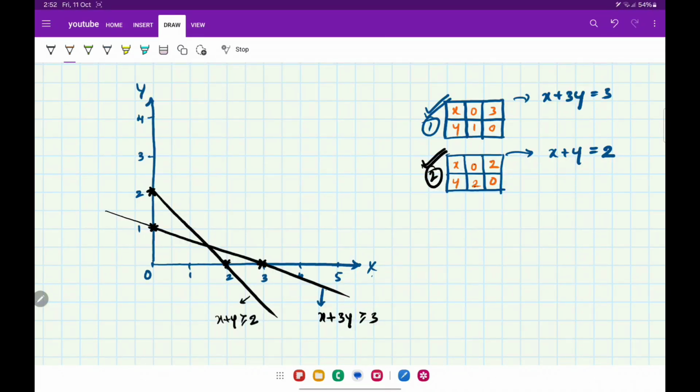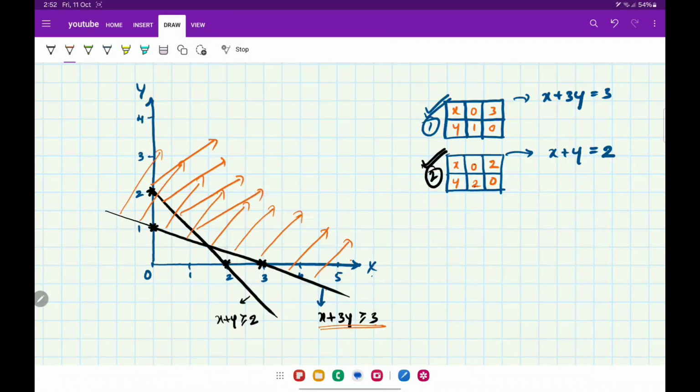The solution area for each line. We have the first line as x plus 3y greater than or equal to 3. Since we have the symbol greater than or equal to, the upper portion of the line is the solution. So this is the solution for the line x plus 3y greater than or equal to 3. For the second line, x plus y greater than or equal to 2, the solution is the upper portion of this line, this one.